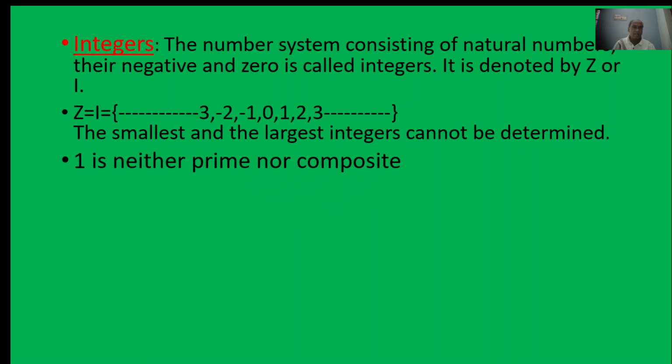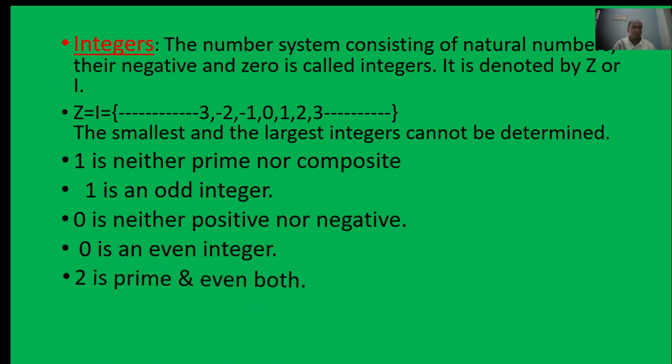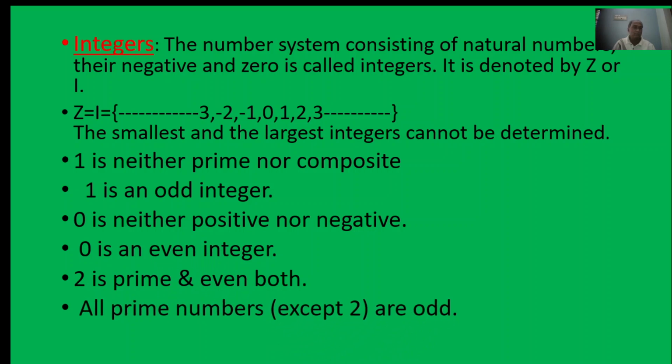One is neither prime nor composite. One is an odd integer. 0 is neither positive nor negative. 0 is an even integer. 2 is a prime and even. All prime numbers are odd except 2.